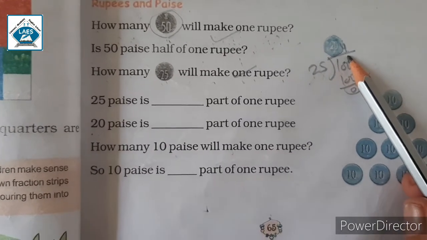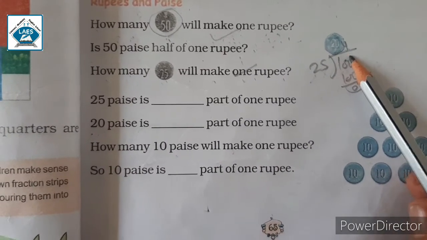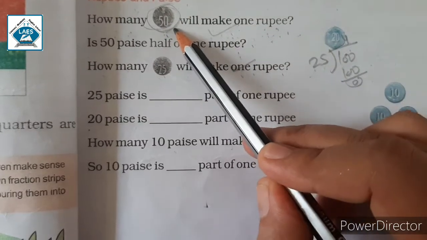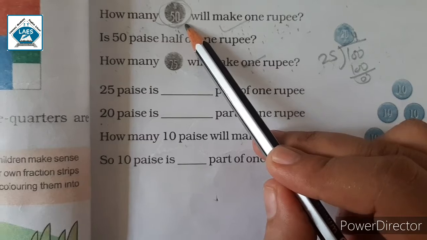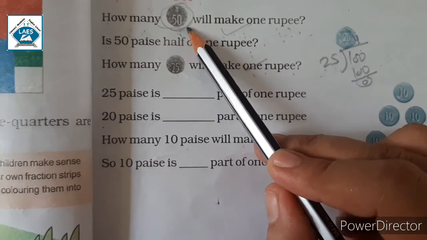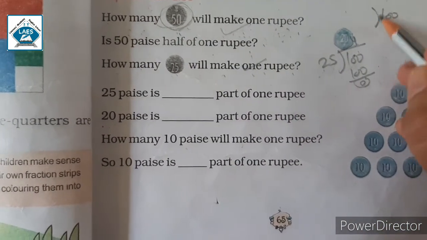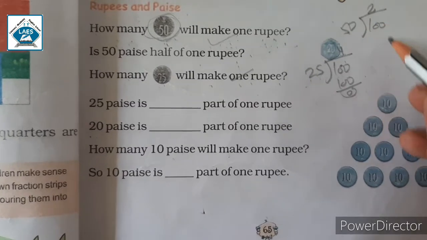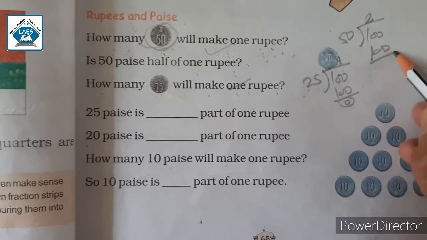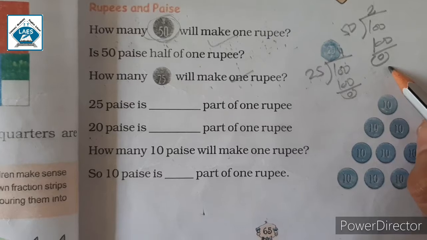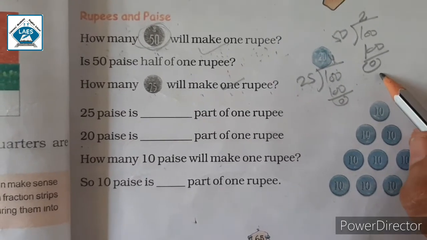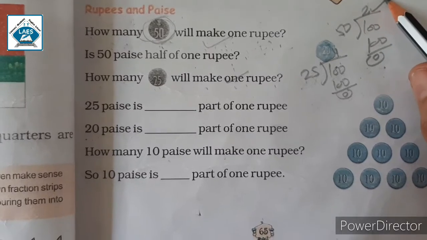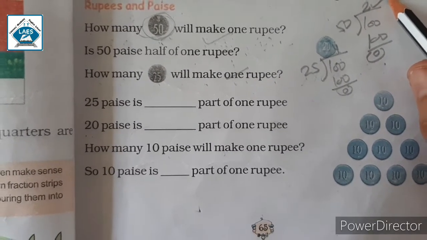You can find how many 50 paise make a rupee, so you have to divide it. You will write 100 divided by 50. 50 twos are 100. Okay, so you are getting 2 coins of 50 paise.